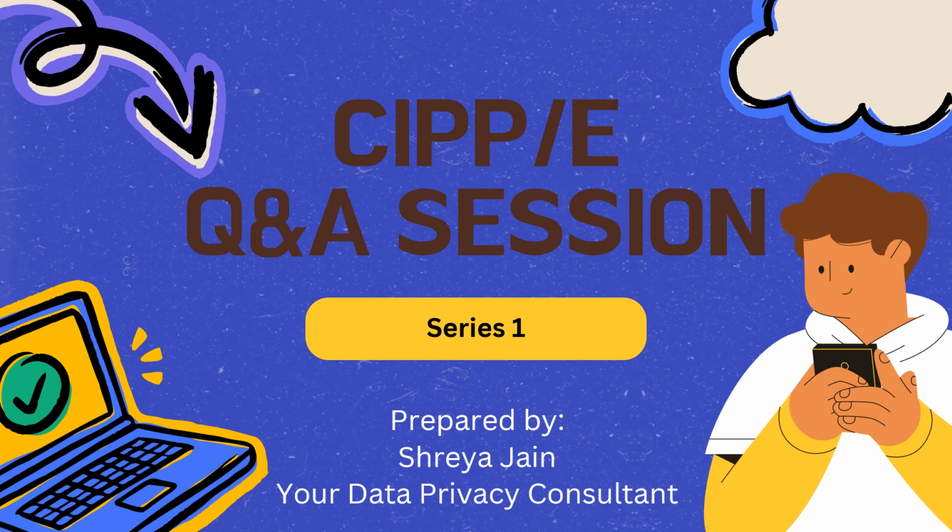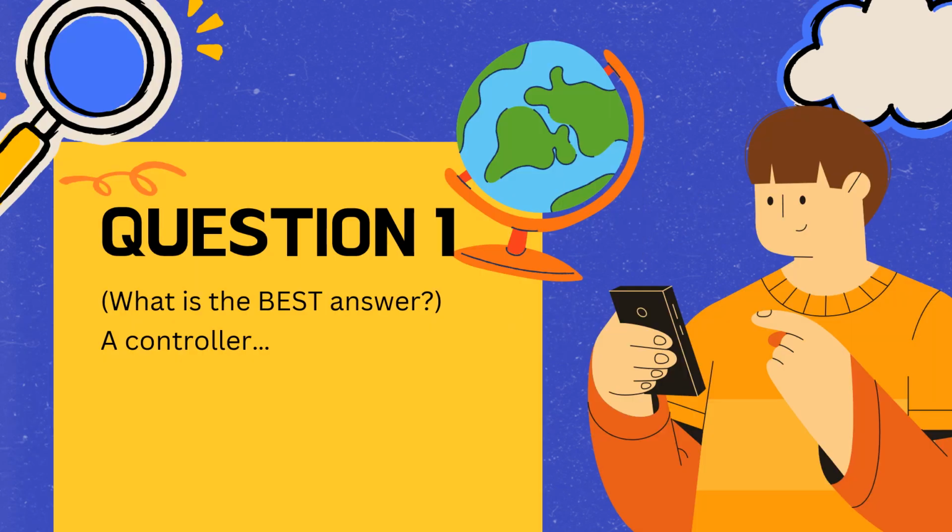Today we are discussing 5 questions. Each question has 4 options and I will give you 10 seconds to answer the questions. Question 1 is, what is the best answer? A controller dash.